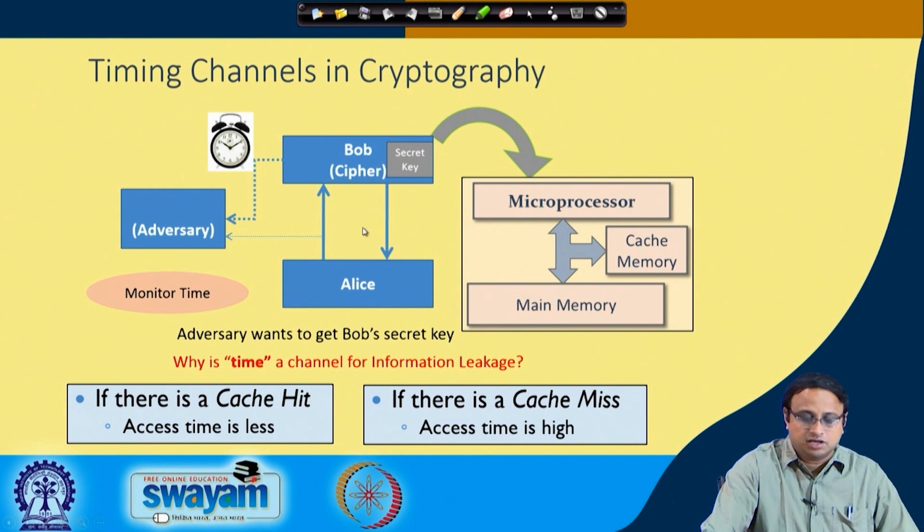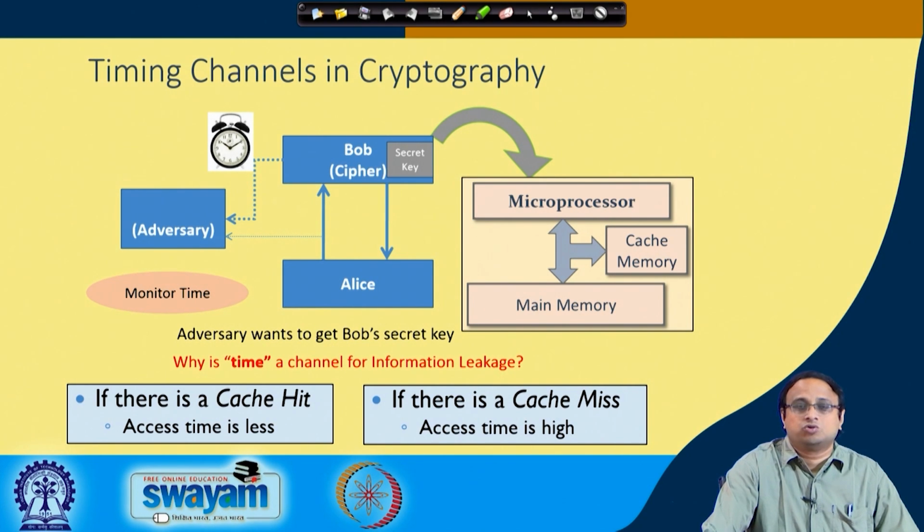Now imagine that the adversary, who is observing this untrusted communication channel, has access to the input and the output. Along with it, imagine that the adversary also has the capability of very accurately monitoring and measuring time. The objective of the adversary, like most attackers, is to obtain Bob's secret key. The attacker wants to use time as a covert channel for understanding the internal secret, and therefore the question is, why is time a channel for information leakage?